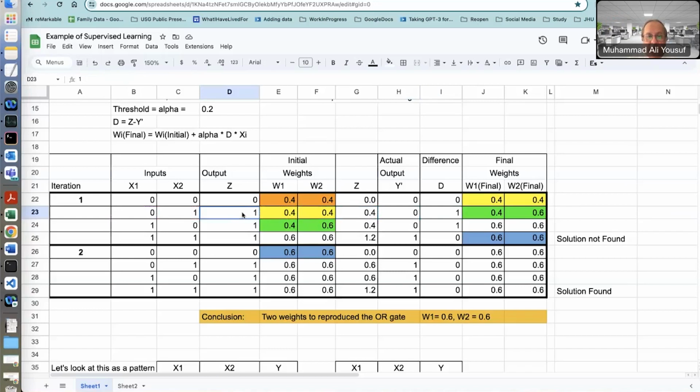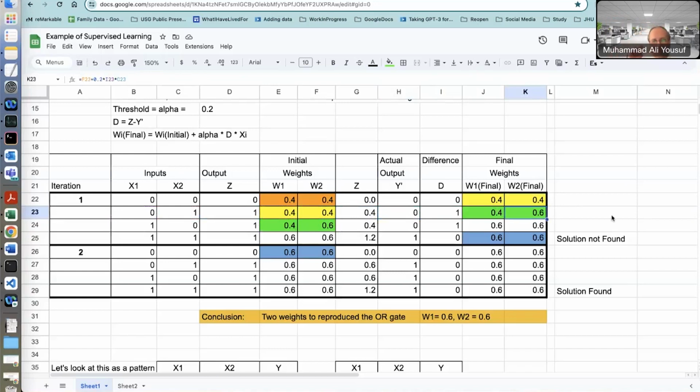The difference now is 1. You wanted a 1 here. You are getting a 0. That's not good. That's not what we wanted. And therefore, when that happens, you know that something is going to change. And yes, weights change. So now this 0.4 is now 0.6.